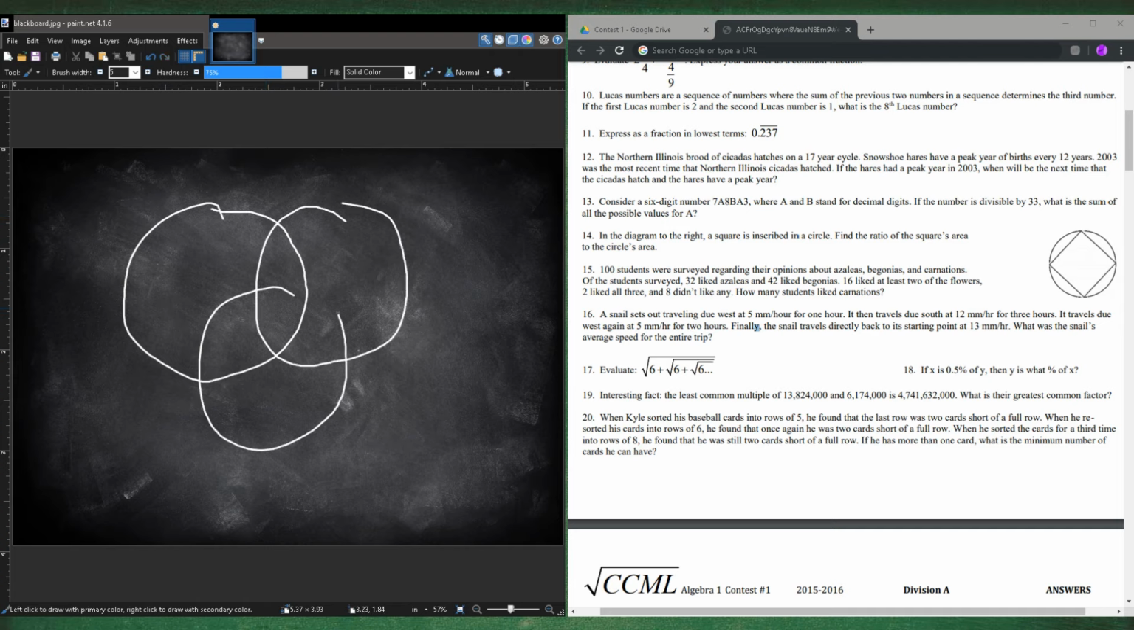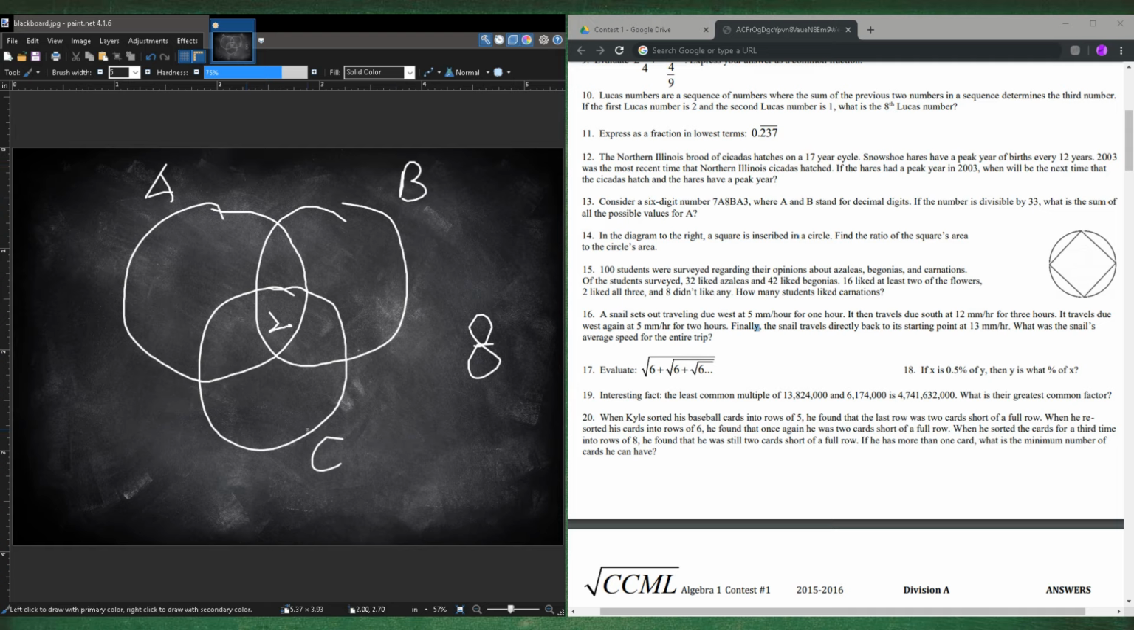So we have azaleas, begonias, and carnations. So what can we really put into here? So 32 like azaleas, can't do anything about that. Begonia, 16 like at least 2, and 2 like all 3. So 2 like all 3 right here. And 8 didn't like any.